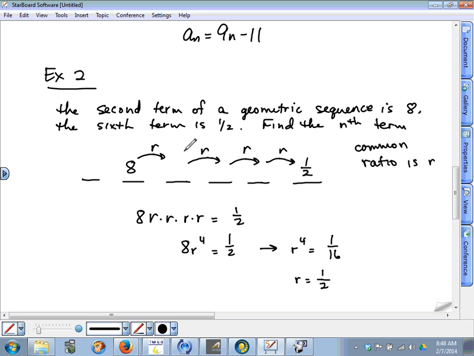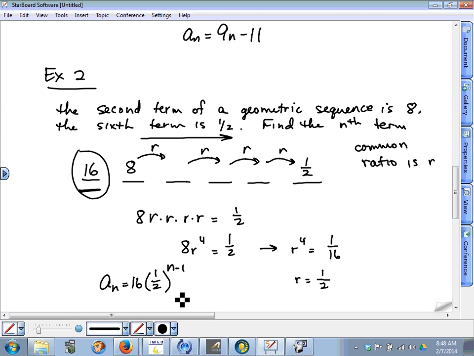So if you're multiplying by 1/2 to go to the right in the sequence, what do you multiply by to go to the left? Because we've got to figure out what this first term is. You multiply by 2 to go to the left, so the first term is going to be 16. We need to know that first term so we can write the nth term. a sub n is equal to 16, the first term, multiplied by our common ratio of 1/2 to the power of n minus 1. So that would have been the algebraic way to approach this.